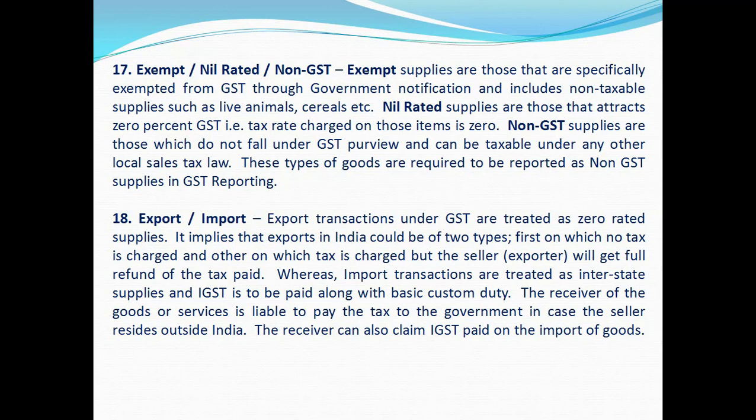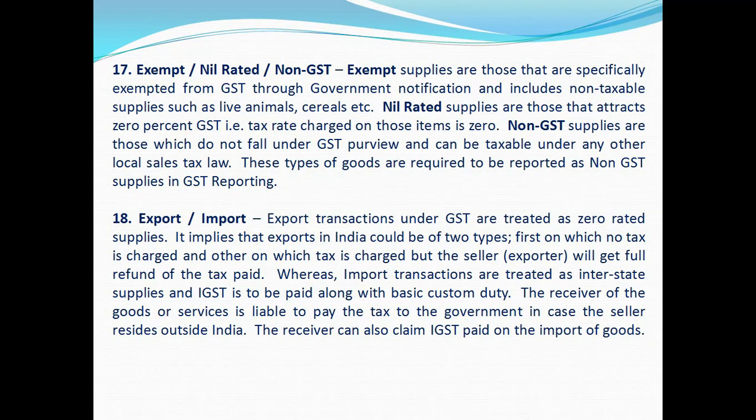Then is non-GST supplies. Non-GST supplies are those which do not fall under GST purview and can be taxable under any other local sales tax law. Basically, the items or supplies falling under the non-GST categories are to be shown in the GST reporting under the head non-GST supplies. Then is your export and import.